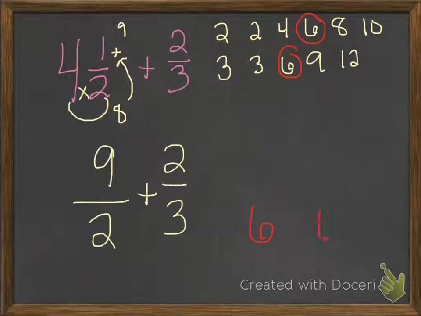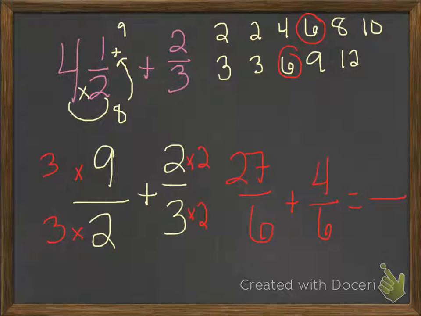My goal is to get 6 in both of the denominators. 2 times what gives me 6? That would be a 3. Whatever I do to the denominator, I must do to the numerator. 9 times 3 is 27. And on the other side, 3 times 2 gives me 6. 2 times 2 gives me 4. Now that I have the denominators the same, go ahead and keep that, and I add the numerators. 27 plus 4 is going to be 31.